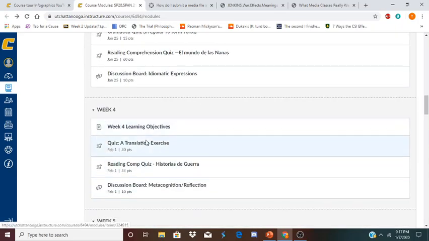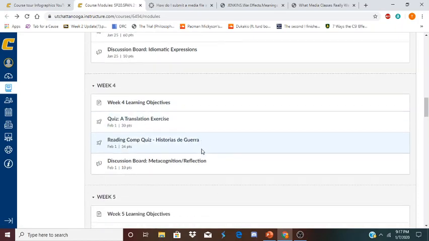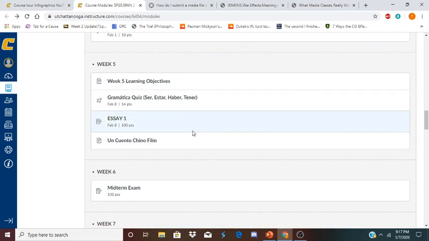Week 4, we have to identify and recall the main ideas in Historias de Guada, demonstrate communication and critical thinking skills through discussions, and correctly employ grammar and Spanish syntax. And we have another reading composition quiz, this time over Historias de Guada, another quiz, a translation exercise, and a discussion board.